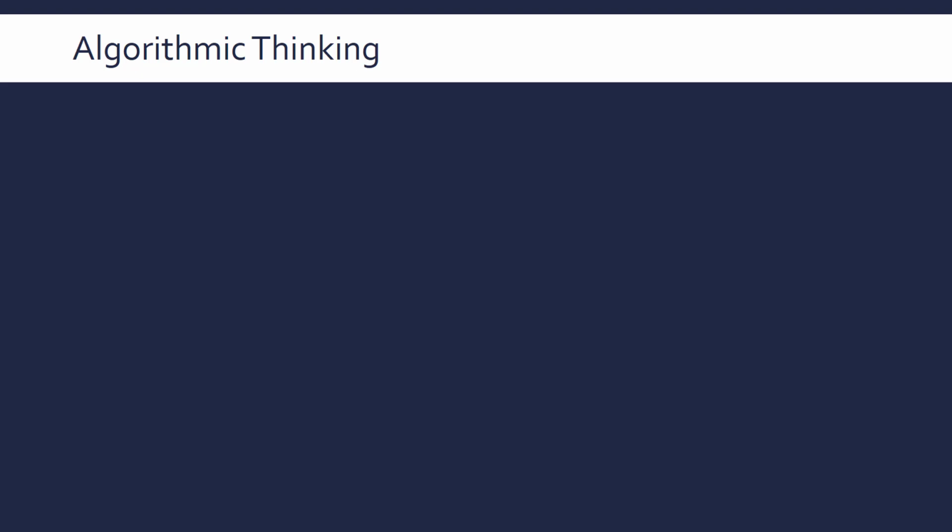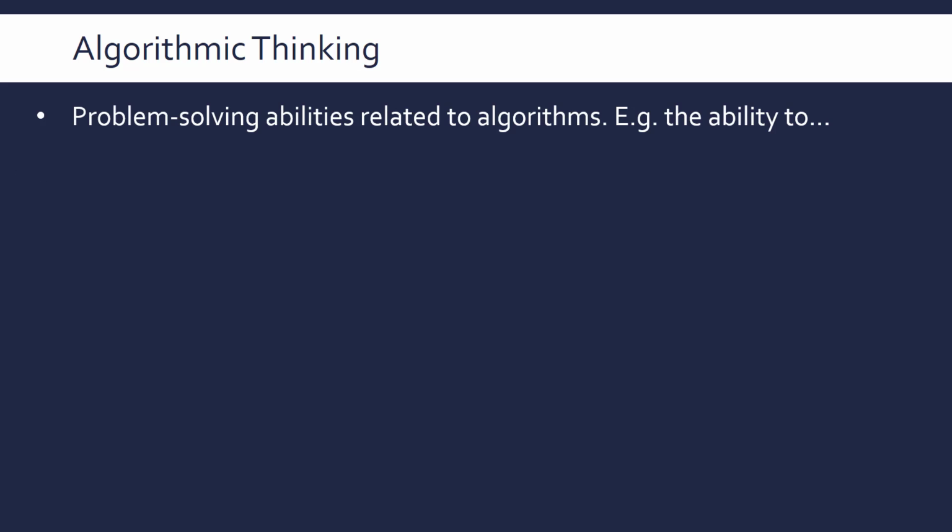A kind of buzzword in computer science education is algorithmic thinking. It comes up all the time, and it's difficult to define what it is, but if you do get asked about it, I wanted to give you some pointers. So really, this is about a skill set, a set of abilities related to problem solving and algorithms. So an example would be the ability to analyze requirements of a solution. So you get given a problem and you analyze what's required of a potential solution to it.